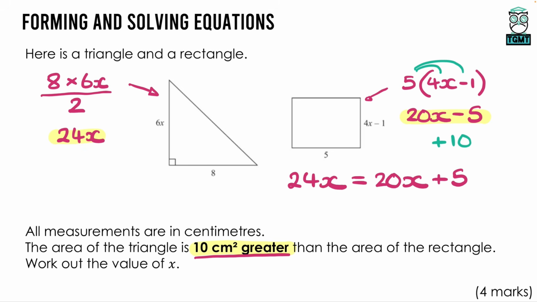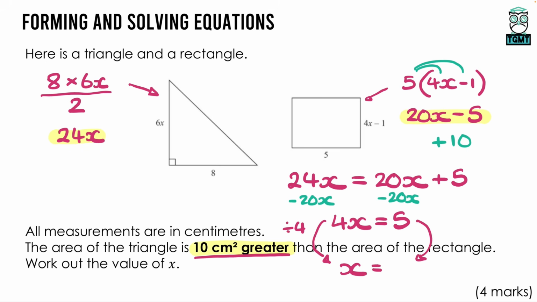I've got unknowns on both sides, so I need to identify the smaller coefficient of x, which is the 20x. I'm going to subtract that from both sides. Now when we do that, we have 4x is equal to 5. And there we go, 4x is equal to 5. We can now find the value of 1x because we have to divide by 4. And when we divide by 4 here, we don't get a whole number. We're going to do 5 divided by 4.